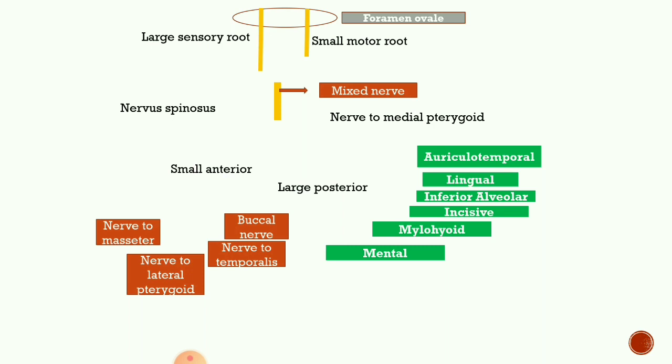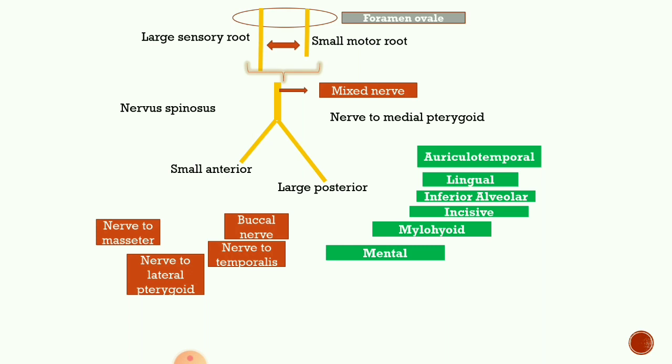After exiting the skull, these two roots, that is the sensory root and motor root, fuse together, and from here onwards the mandibular nerve turns out to be a mixed nerve. So this fused trunk or undivided trunk further gets divided into two main branches, that is the small anterior branch and the large posterior branch. So this is the small anterior branch and the large posterior branch.